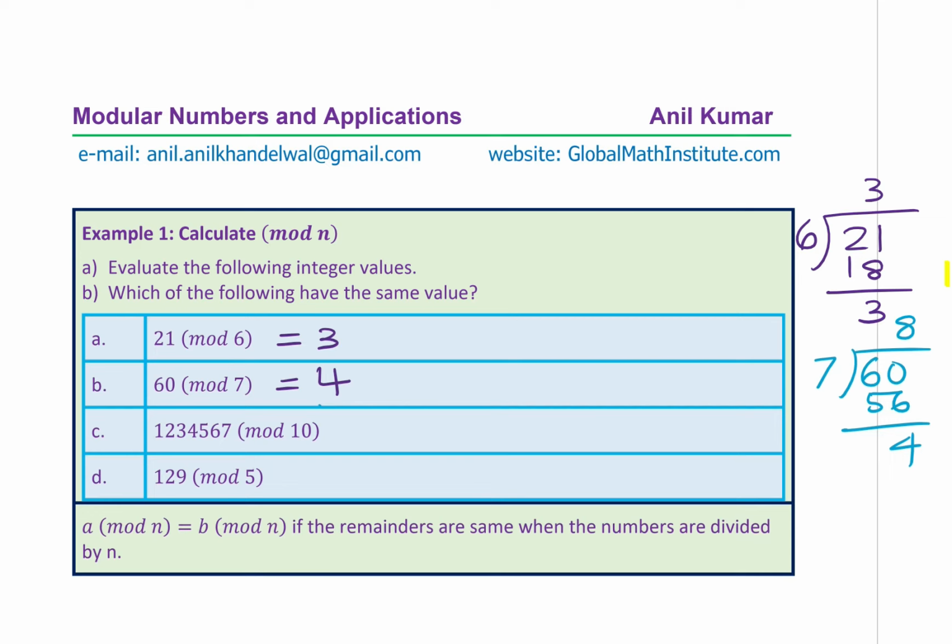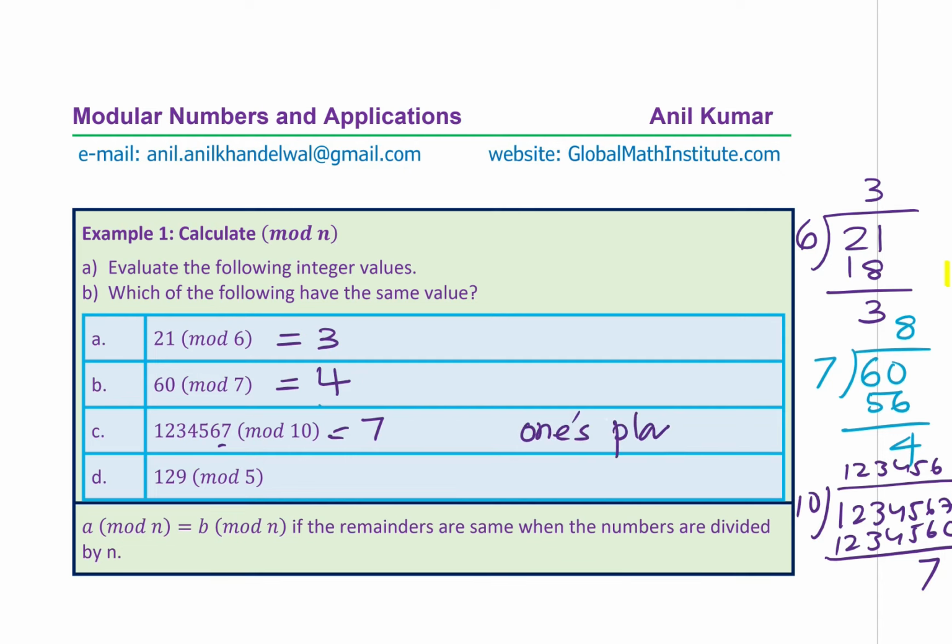Now if I have the number 1234567 mod 10, what is the value? Well, the value for this is the unit's place, which is 7. Very simple. How do we get it? If I divide this number by 10, you can do 10 times 123456, so you'll get 123456 and a 0. Remainder will be 7. So the 1's place is the remainder. Notice here that we have the 1's digit.